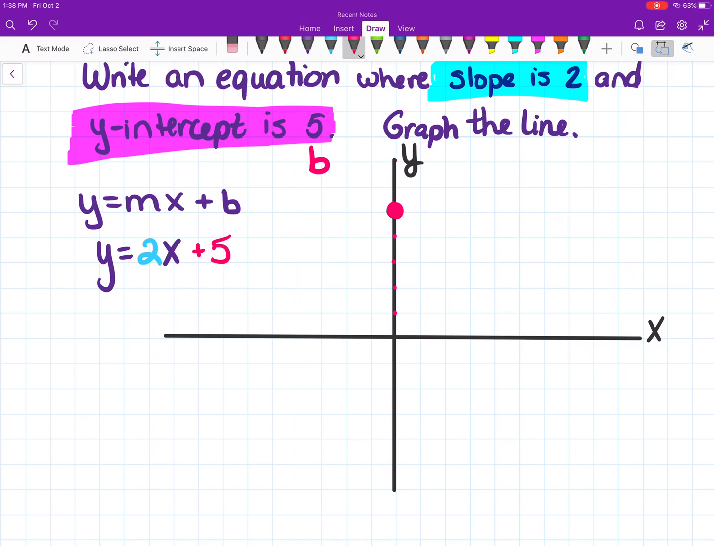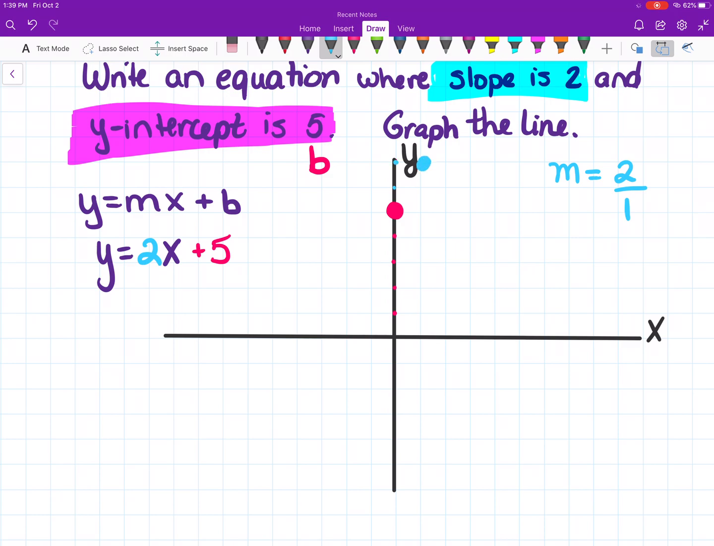That's my y-intercept. From there, I'm going to count my slope. Well, what's my slope? My slope is 2. Well, what's my rise over my run if it's just 2? Well, I don't know. Let's think back to the math you've done before. If the slope is 2, what's the denominator of that 2? It's 1. So we're going to rise 2, and we're going to run 1. So rise 2, run 1.